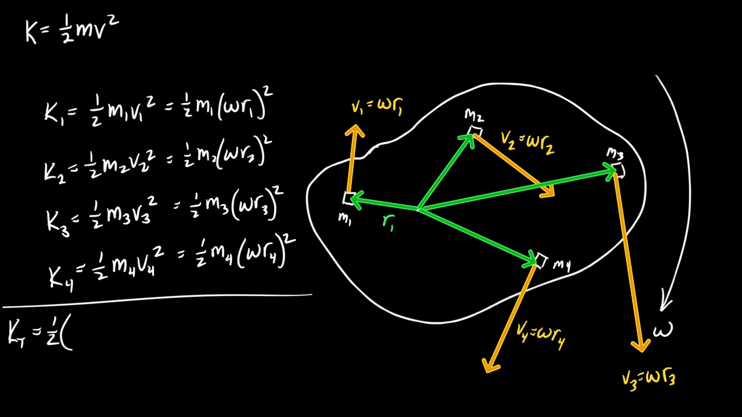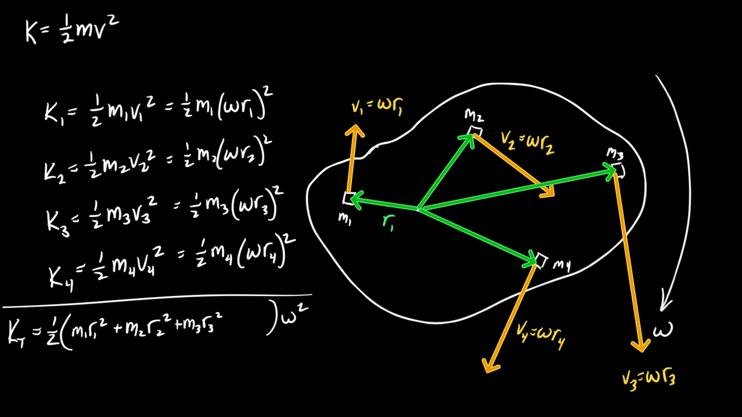I'm also going to notice that all of them have an omega that is squared in them. Do you guys all see that? So I'm going to pull out the omega squared, put it to the right. In the middle, I'm going to have m1 r1 squared plus m2 r2 squared plus m3 r3 squared. Do you see where this is going?